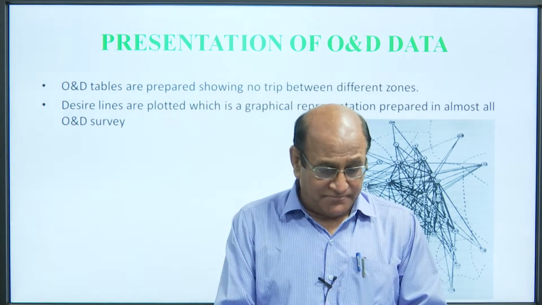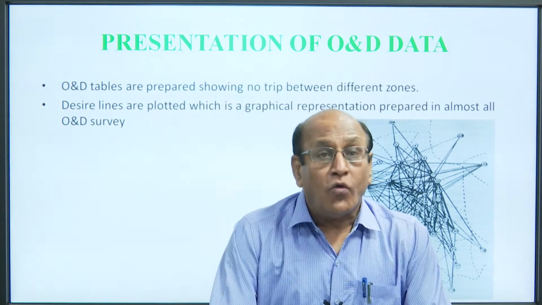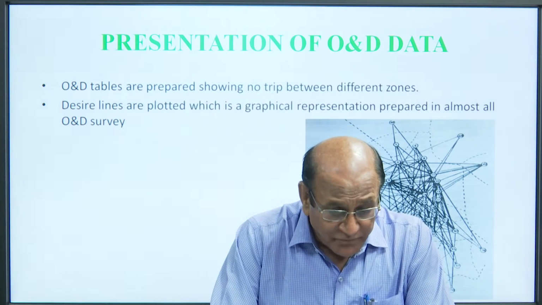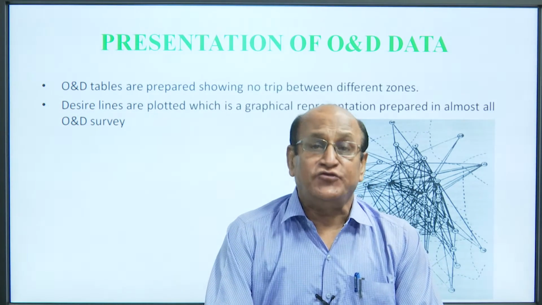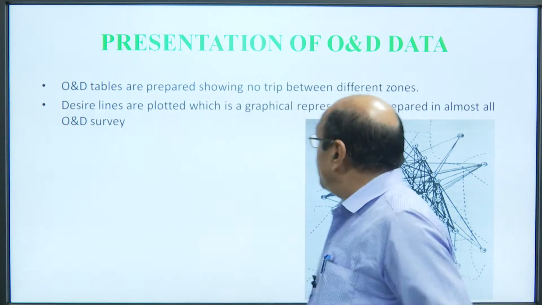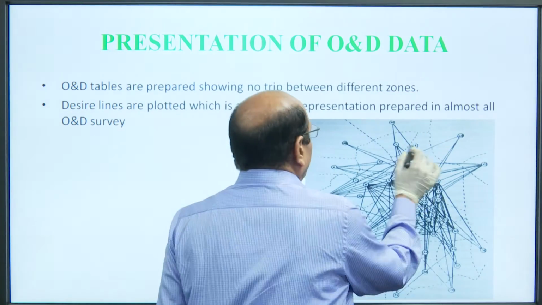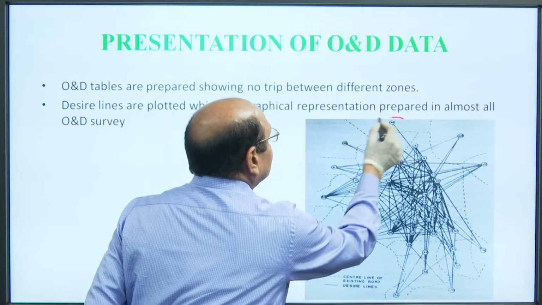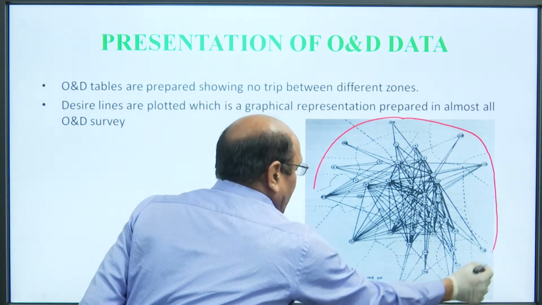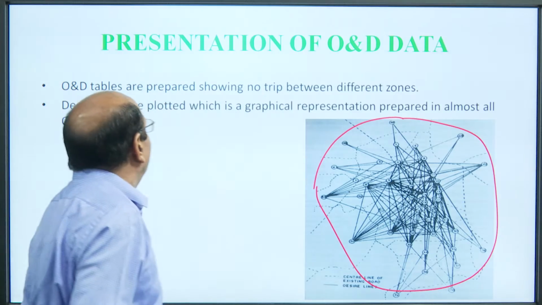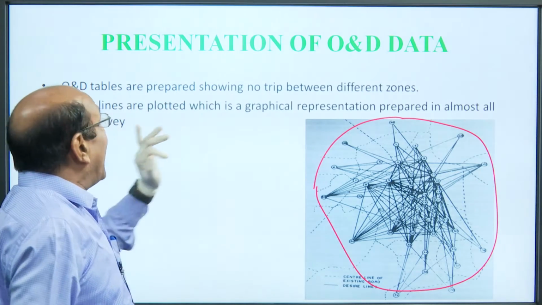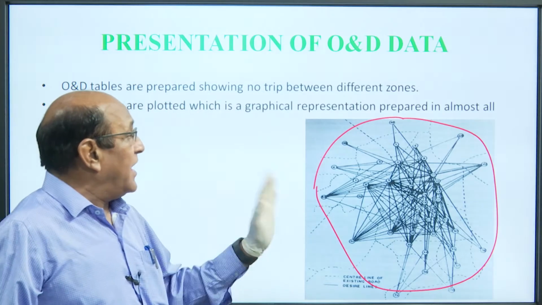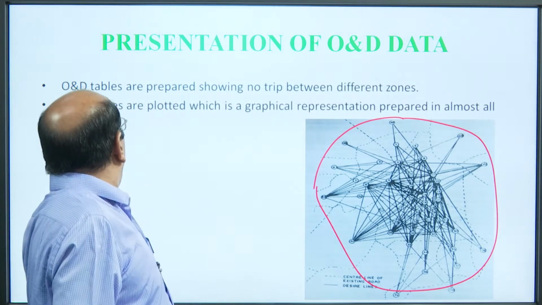Presentation of O&D data. Origin and destination tables are prepared showing the number of trips between different zones. You see, here is the graphical representation of O&D data. The desired lines are plotted, which is a graphical representation prepared in almost all O&D surveys.